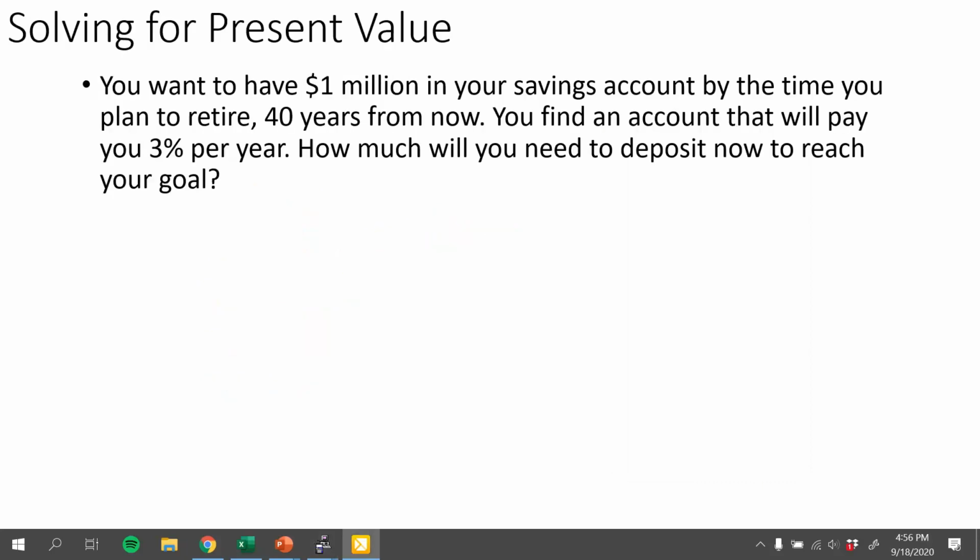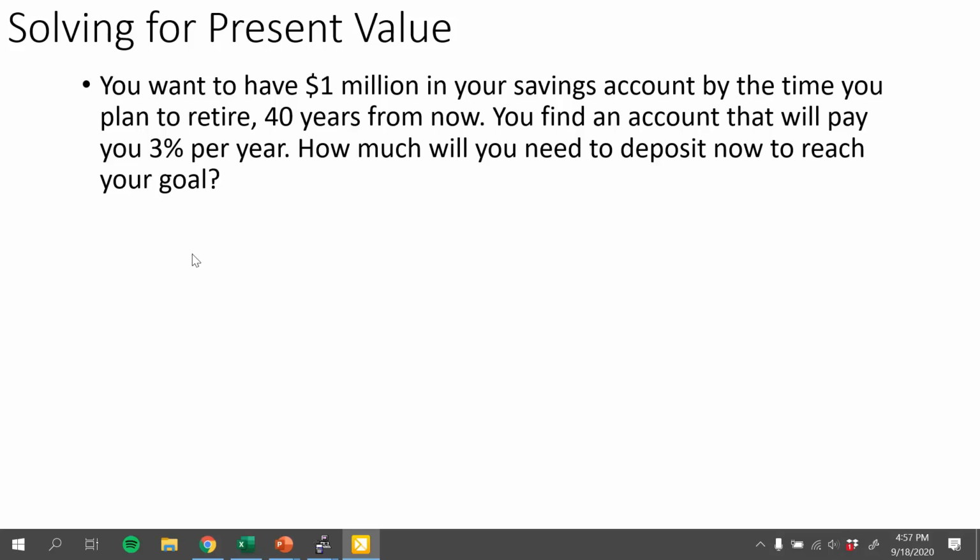Let's do another problem. Let's say that we want to have $1 million in our savings account by the time we retire, 40 years from now, and you find an account that's going to pay you 3% per year. How much do you have to deposit to reach your $1 million goal? All right, so this is going to be solving for a present value. We want to know how much we have to put into an account today to have something in the future. So we're going to solve for present value.